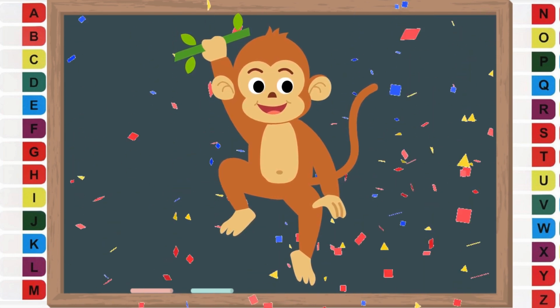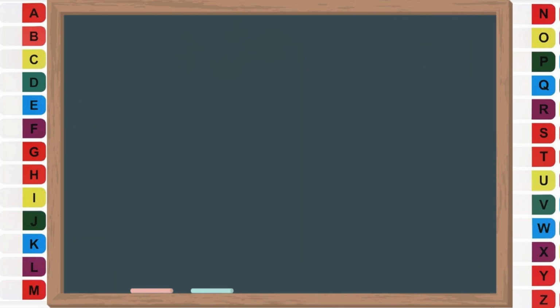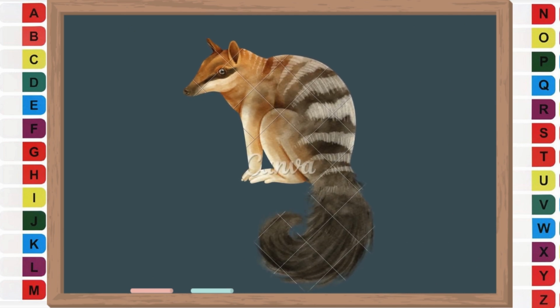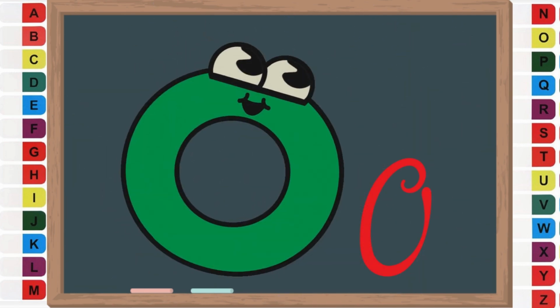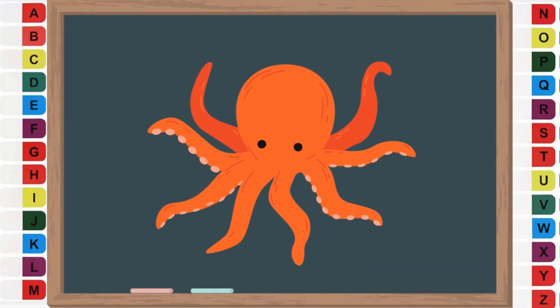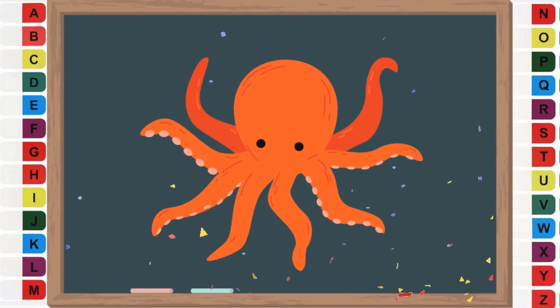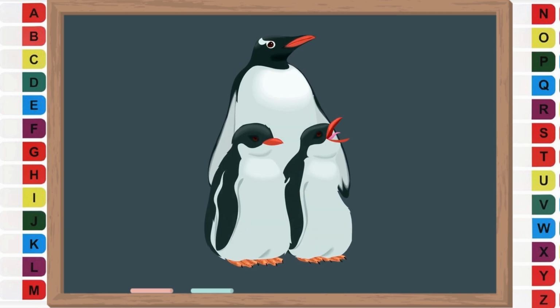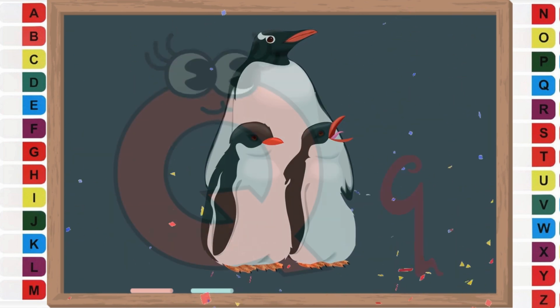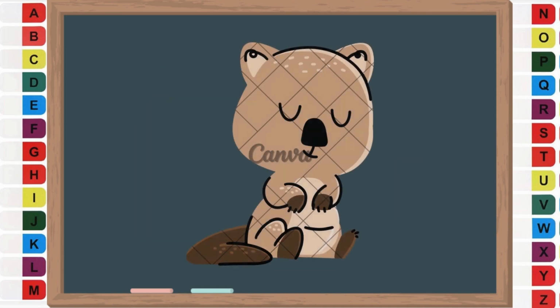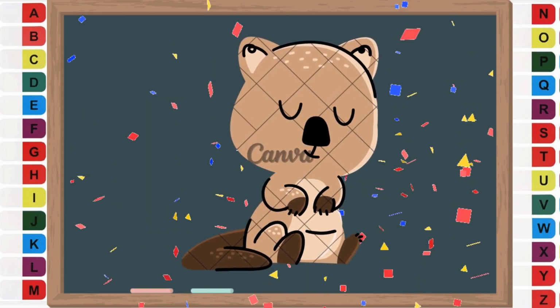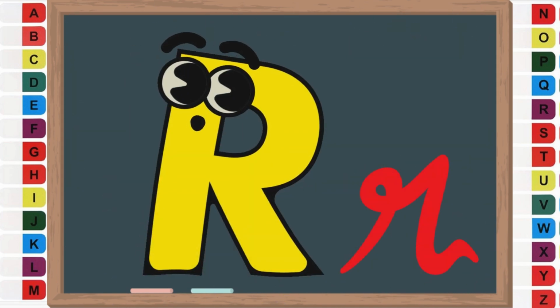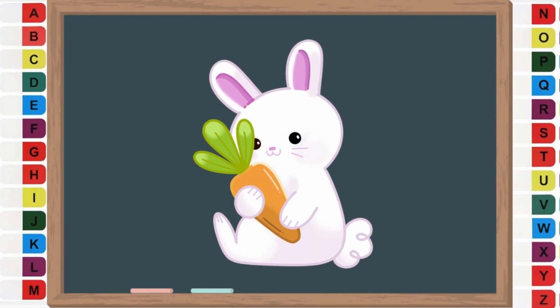N. N for numbat. O. O for octopus. P. P for penguin. Q. Q for quokka. R. R for rabbit.